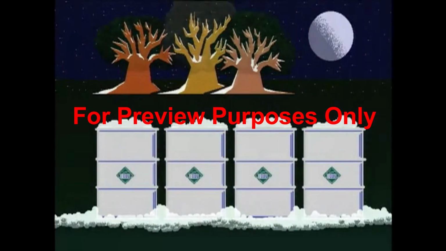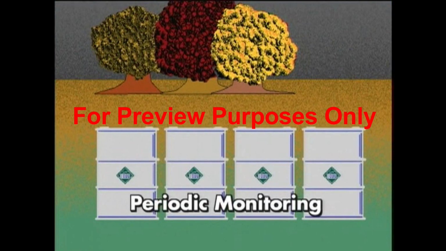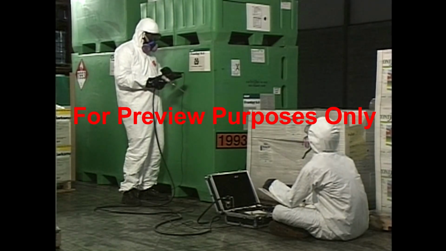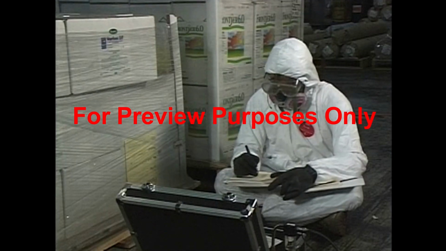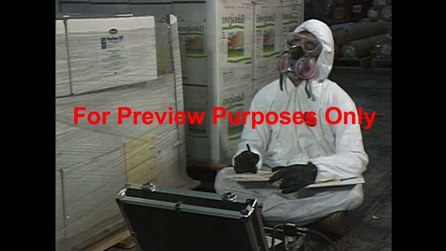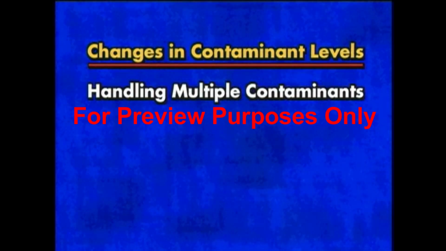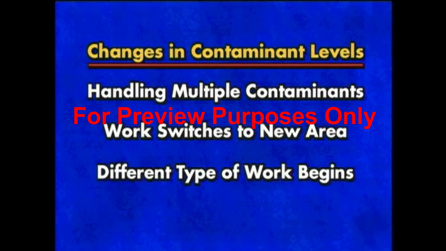You will also have to keep tabs on environmental changes that occur over time. This is called periodic monitoring. The objective of periodic monitoring is to determine if the concentration of a contaminant has changed as time has passed, or if a new contaminant has appeared. Changes in contaminant levels can occur when you are handling a number of contaminants at the same time, work has switched to another area, or a different type of work begins within the site. All of these activities can cause releases of gases or vapors, which makes contaminant levels rise.